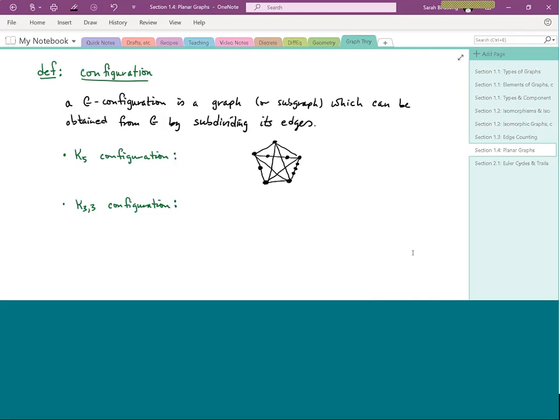Okay. Now, if we do the same exact thing with the complete graph on 3 and 3 vertices, K3,3, first thing I'll do is go ahead and draw in K3,3.